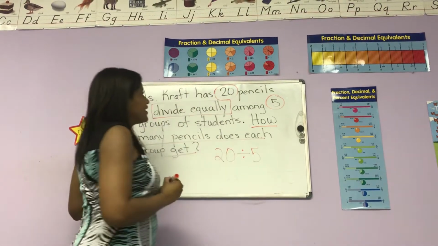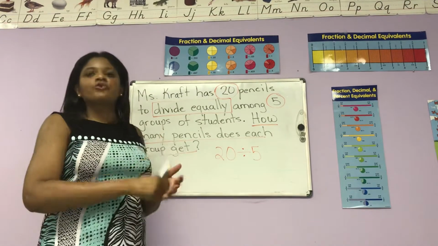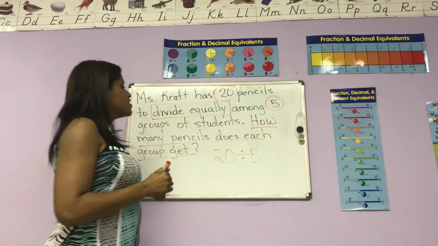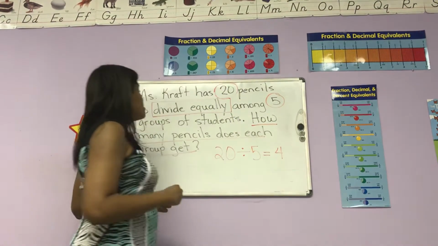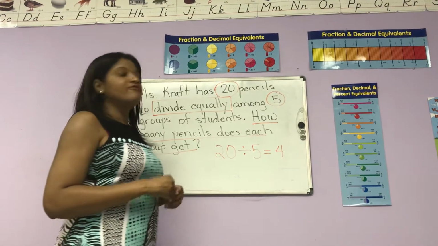So we have 20 divided by 5. So 20 pencils among 5 groups. So imagine you just keep equally sharing those 20 pencils. 20 divided by 5 is 4. So how many pencils does each group get? We know that each group will get 4 pencils.